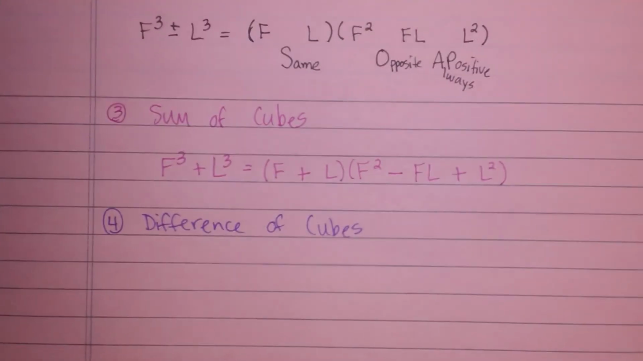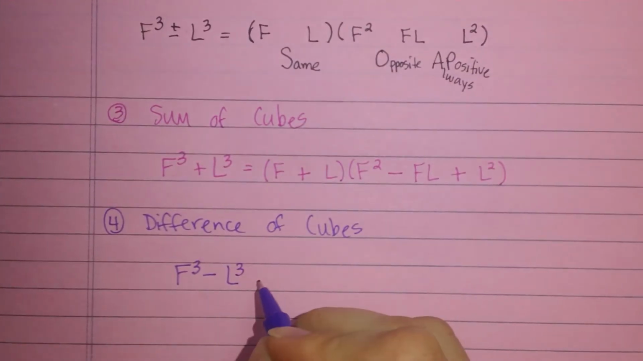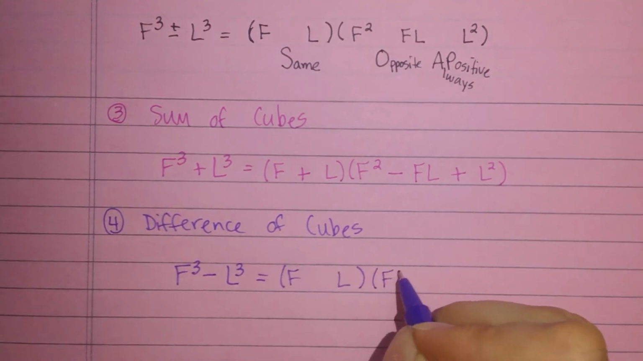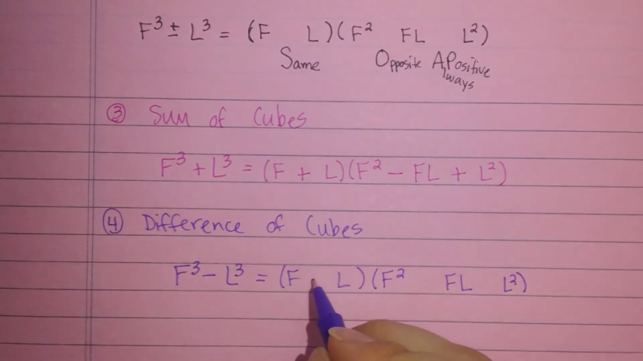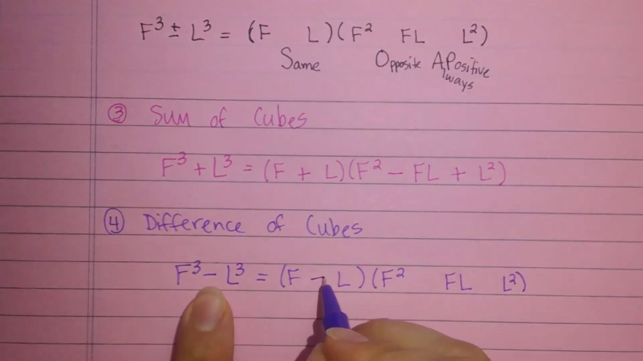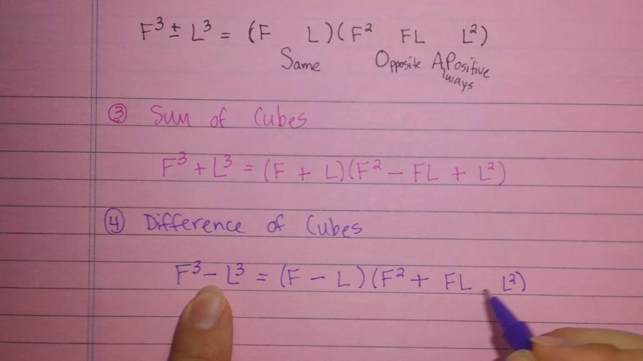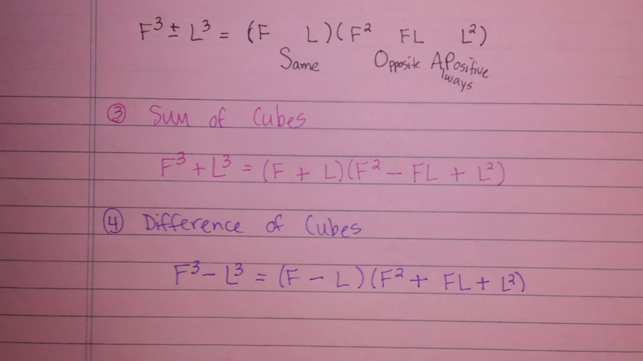For difference of cubes, we've got the same process. F cubed minus L cubed is going to equal, we write out FL and then F squared, FL, and L squared. Fill in our gaps with SOAP. First one is S, same as our problem, so this time will be subtraction. Second gap is O, or opposite sign of the problem, positive this time. And the last gap is AP, always positive. Let's look at a couple of examples that will use this pattern of sum of cubes and difference of cubes.